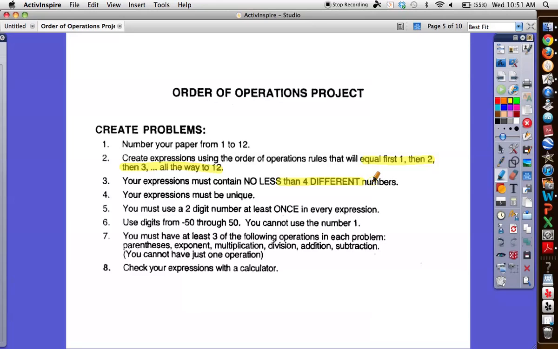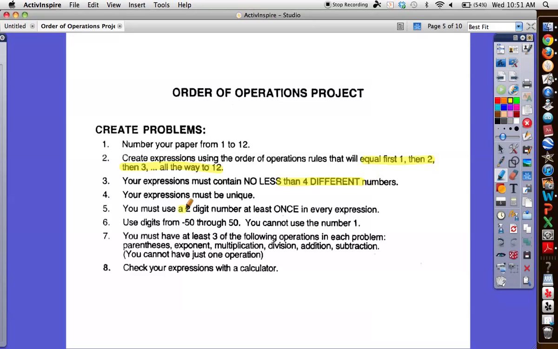Your expressions must be unique. So you can't do 1 plus 2 plus 3 plus 4, 1 plus 2 plus 3 plus 5, 1 plus 2 plus 3 plus 6. You're following a pattern there. You have all addition and you're subbing in one number. Where I normally see this is where people will add, then divide, then subtract, then add, divide, subtract, and they do that for 4 of their expressions. That's not very unique. Make sure you mix it up a little bit here.